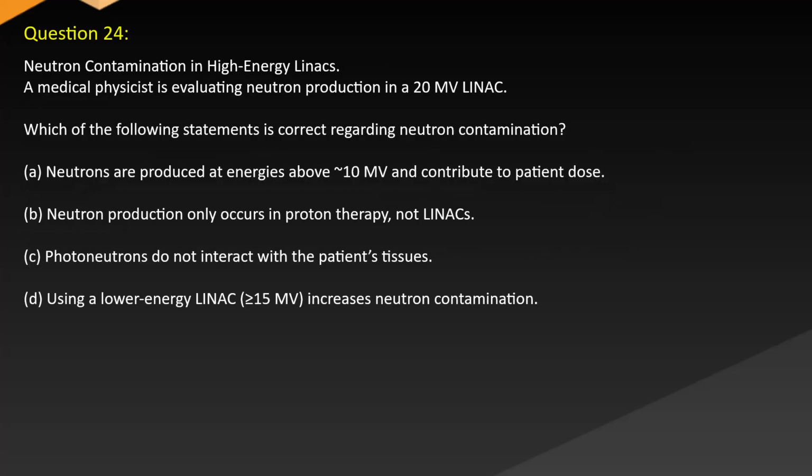Question 24. Neutron contamination in high-energy LINACs. A medical physicist is evaluating neutron production in a 20 MV LINAC. Which of the following statements is correct regarding neutron contamination? A. Neutrons are produced at energies above 10 MV and contribute to patient dose. B. Neutron production only occurs in proton therapy, not LINACs. C. Photoneutrons do not interact with the patient's tissues. D. Using a lower energy LINAC, 15 MV, increases neutron contamination.